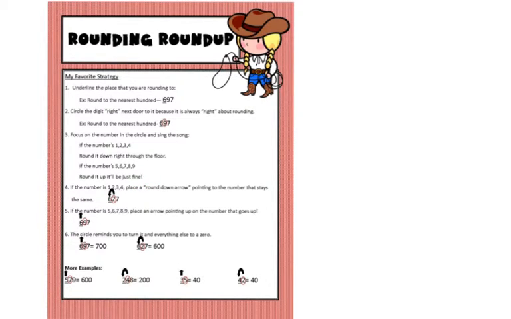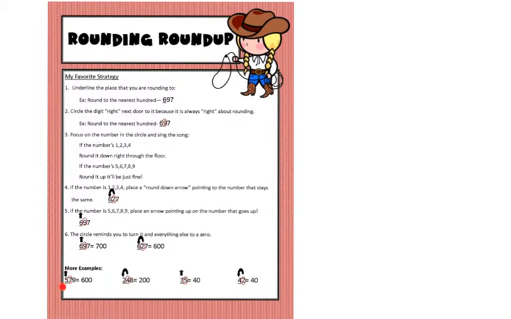If the number is 1, 2, 3, or 4, you're going to place a round down arrow pointing to the number that stays the same. So if it's a 1, 2, 3, or 4, the number you underline stays the same. If the number is a 5, 6, 7, 8, or 9, you're going to place an arrow pointing that the number goes up. That means the number you underline is going to go up, and everything else is going to stay the same.